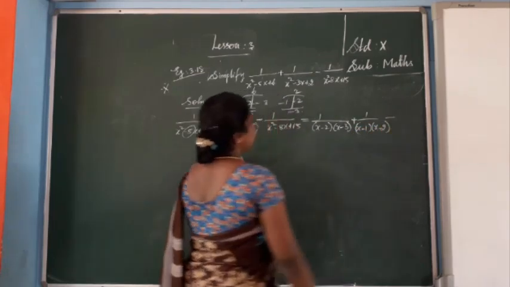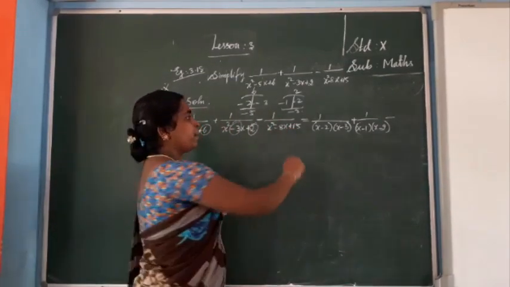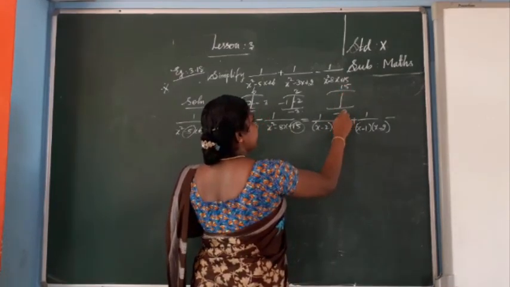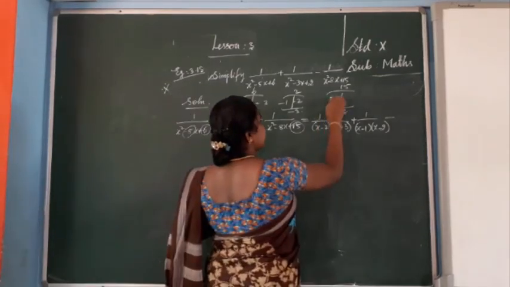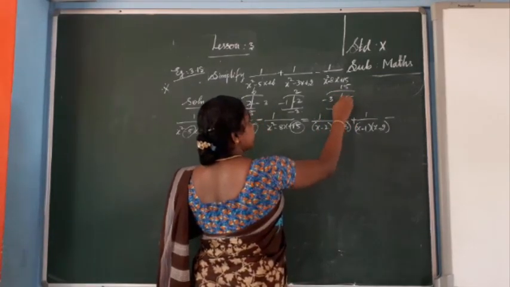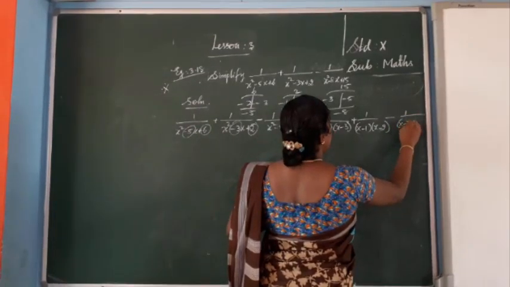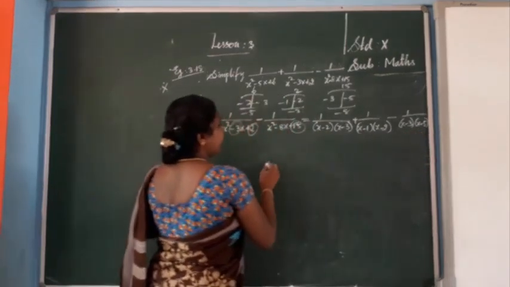Then minus, then the third part, you see, x square minus 8x plus 15. The product is 15. Here also product is positive, sum is negative. So 3 fives are 15. So minus, okay? Now you see the factors: x minus 3 into x minus 5. Okay, now you have to add and subtract.